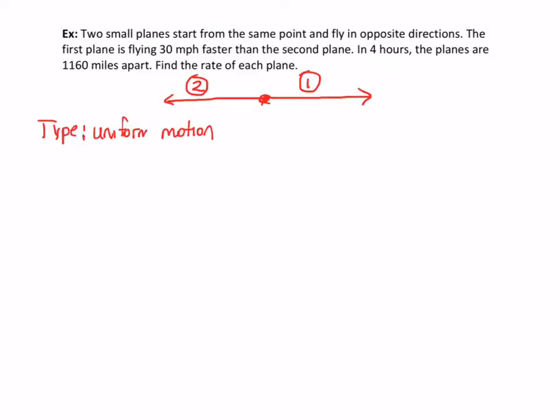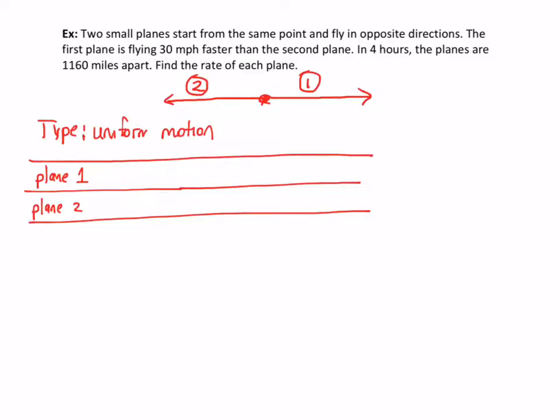Okay, so we've got two planes, so I'm just going to label them in my table as plane 1 and plane 2. I have a table. I'm going to fill in what I know and then use that to build an equation. So I know information about distance. I'll actually start with rate, like we did in class. Time. And then those two multiply together to give me distance.